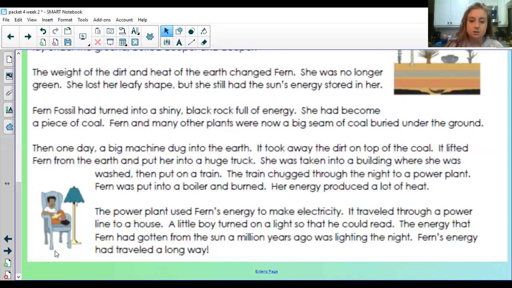Her energy produced a lot of heat. The power plant used Fern's energy to make electricity. It traveled through a power line to a house. A little boy turned on a light so that he could read. The energy that Fern had gotten from the sun 1,000,000 years ago was lighting the night. Fern's energy had traveled a long way.